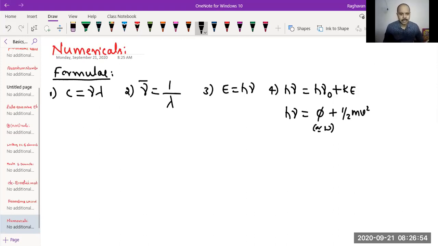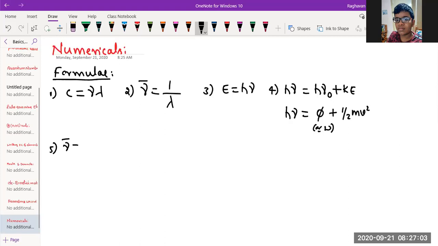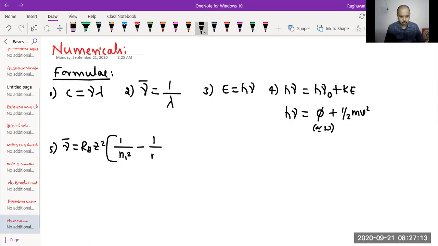After that, the Rydberg equation is there. The Rydberg equation is nu bar is equal to RH into Z square into 1 by N1 square minus 1 by N2 square. This is it. So on these formulae, we are going to work out numericals now.